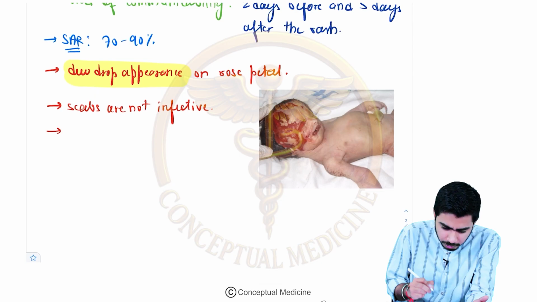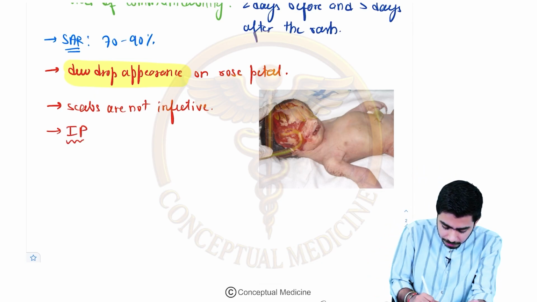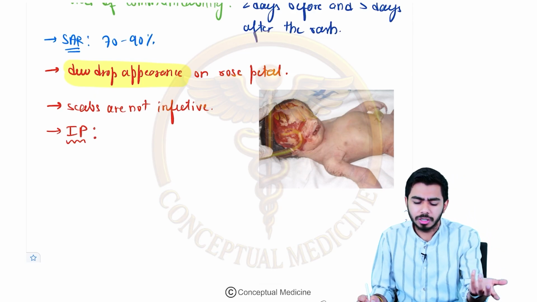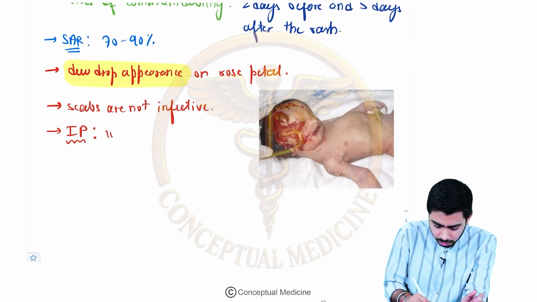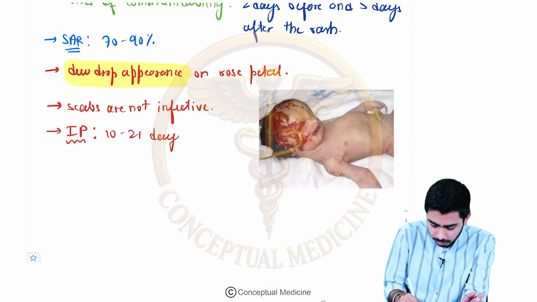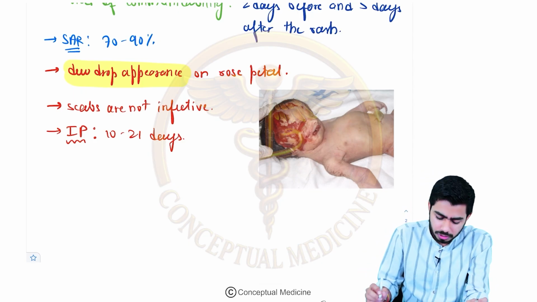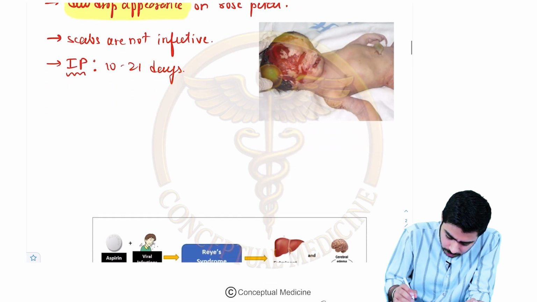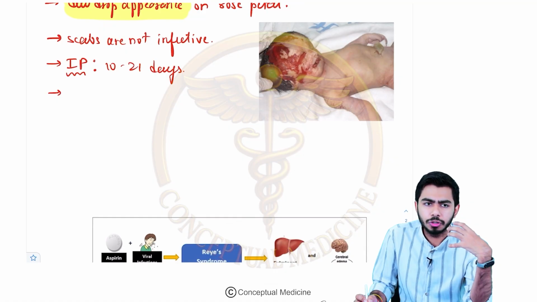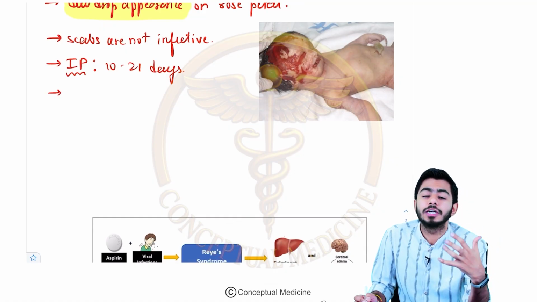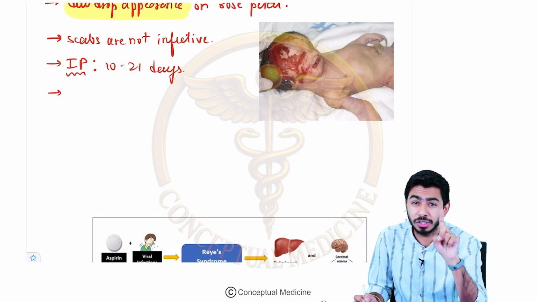Now the next point you need to know is the incubation period. I'm just writing IP, guys. The incubation period for the chickenpox virus is around 10 to 20 days or 10 to 21 days, and the average we say is about 14 to 16 days. Okay, guys. Next point: what about pregnancy? The chickenpox virus can cause congenital varicella syndrome, mainly in the first trimester of pregnancy.